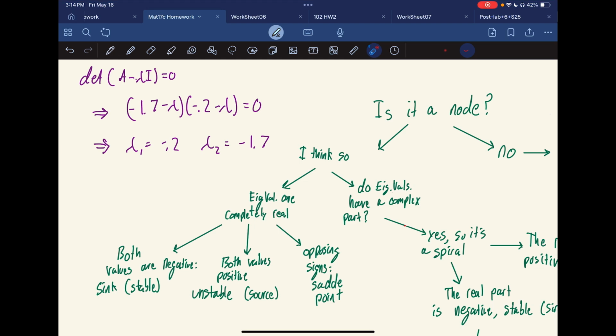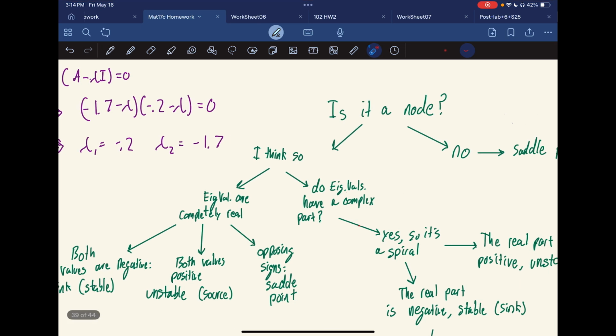You have your eigenvalues right here and right here. Here we have two real negative eigenvalues. The eigenvalues are completely real, and both are negative. That takes us down this way, and we have a stable sink. Let's say if they had opposing signs, it'd be a saddle point, which takes us back over here. It's not really a node.